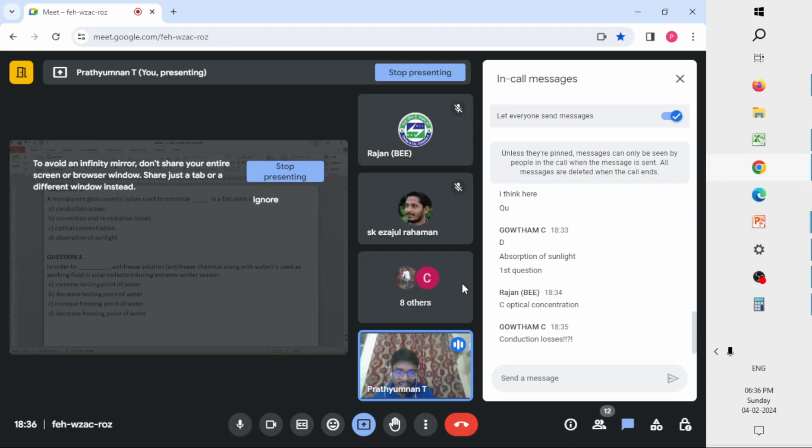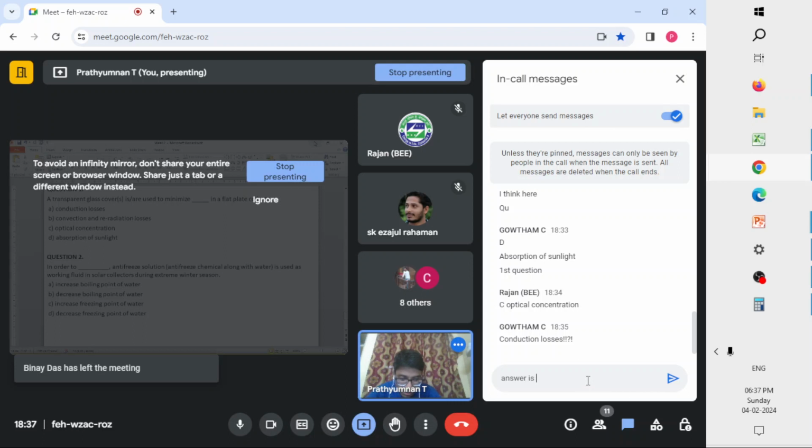So here the answer is convection and the radiation losses. The transparent glass cover here is used to minimize the convection and the re-radiation losses, because once the light falls on the absorber plate, it gets heated up, and some amount of the light will try to radiate back to the atmosphere. So the transparent glass cover should minimize the radiation of the light back to the atmosphere. So the answer is option B.